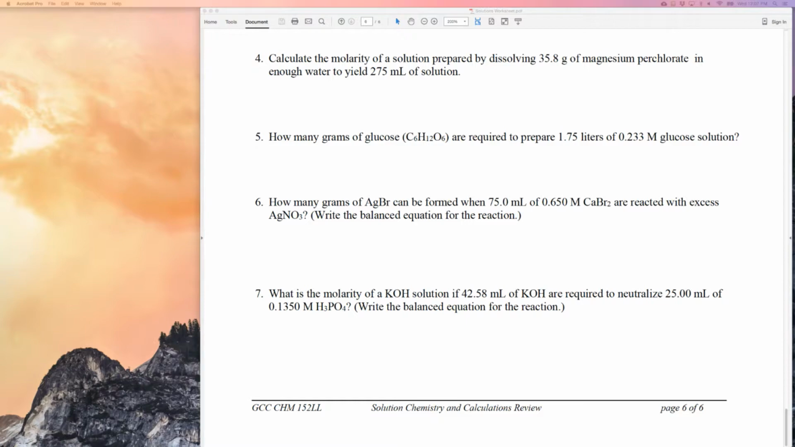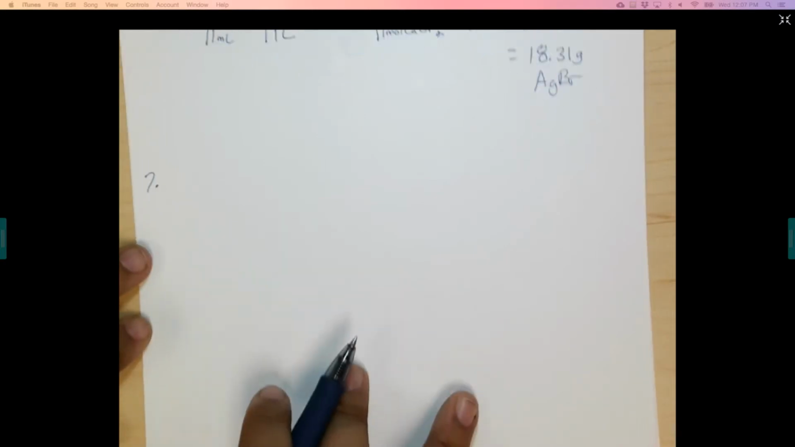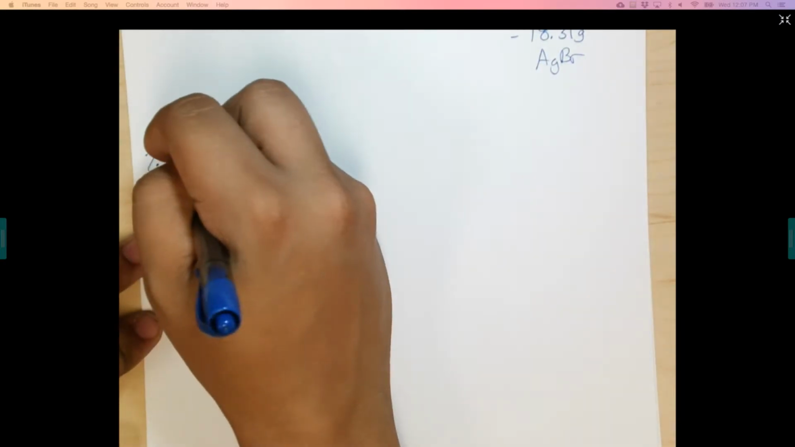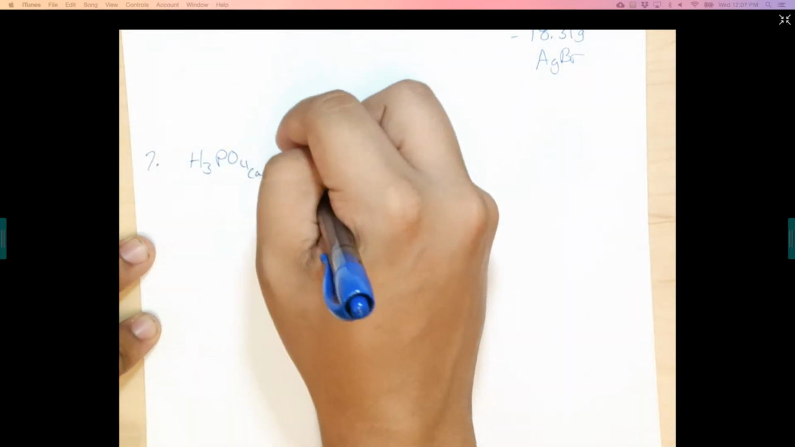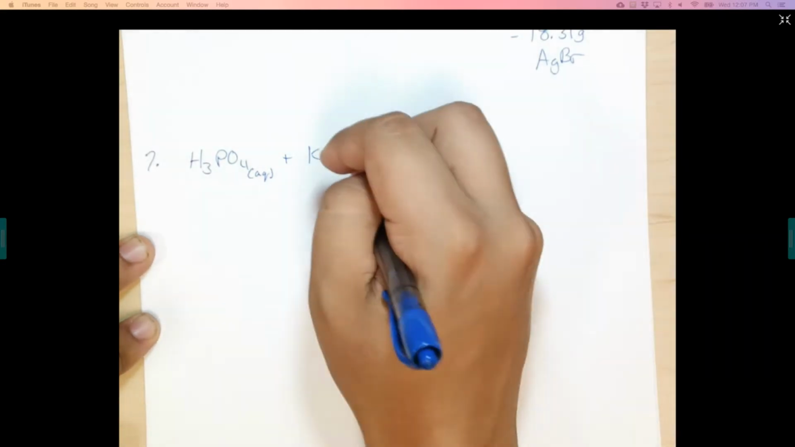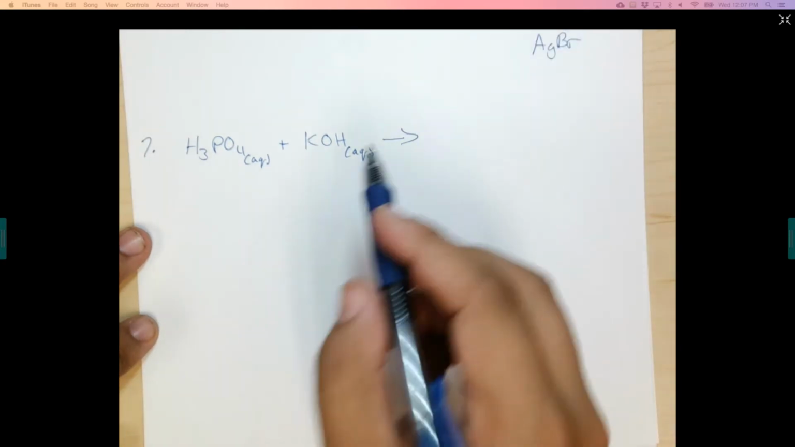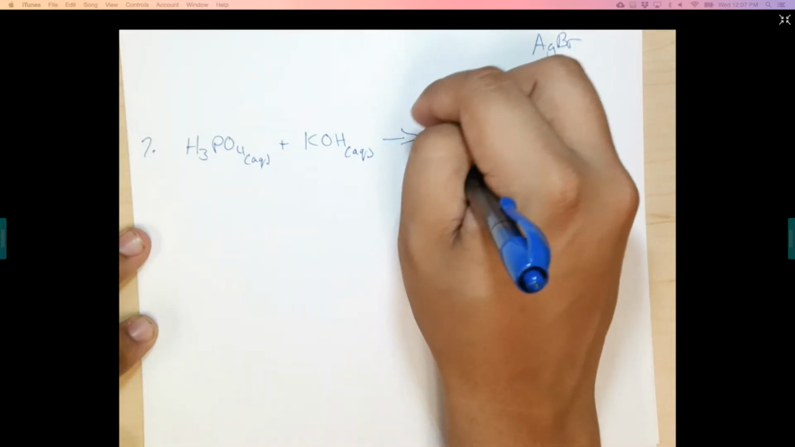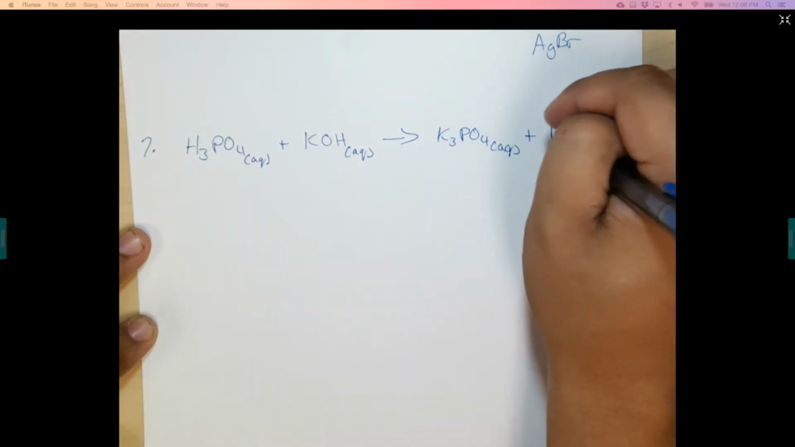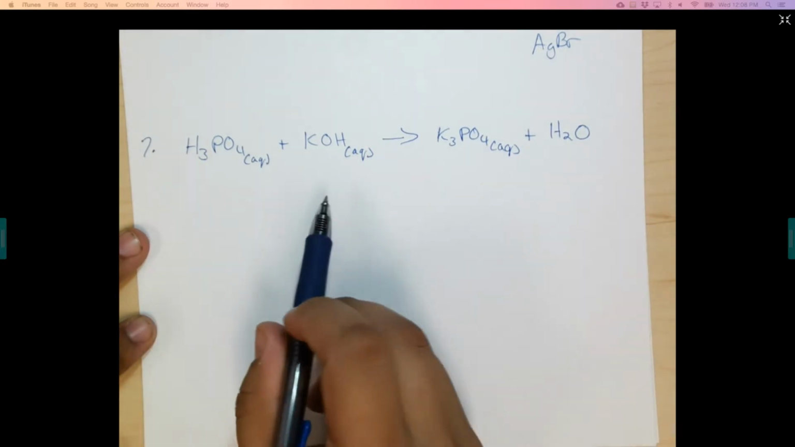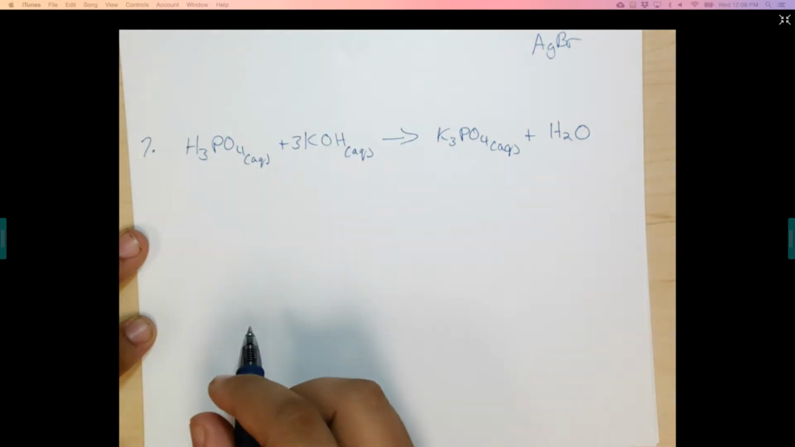So we need to write the equation first. We are dealing with an acid and a base. How do we know that? Well, based on the structures of the molecules. We are dealing with phosphoric acid, H3PO4. It is aqueous. We are also dealing with KOH, a strong base, which is aqueous. And we should know that an acid and a base come together to form a salt and a water. The salt in this case is potassium phosphate and water.